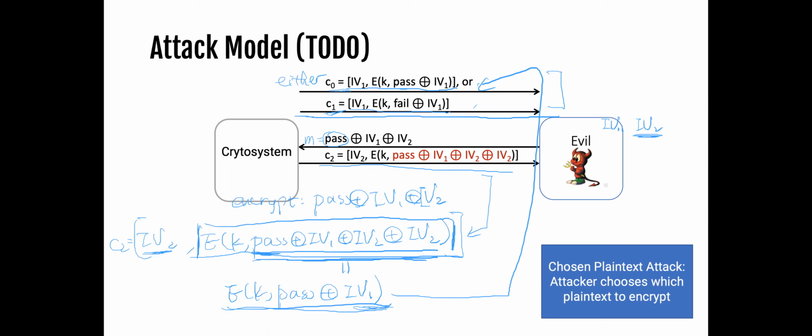So the goal here for Evil is not to infer the key. The goal for Evil is to infer the plain text of the previous message, given that he receives the ciphertext of the previous message. So he's going to choose between these two. He knows that the previous plain text will be either pass or fail. And then he receives the encrypted message, and he wants to know if it's pass or fail for this encrypted message.